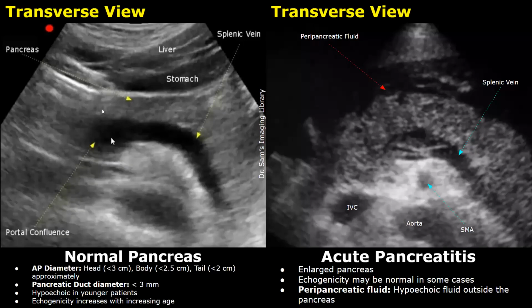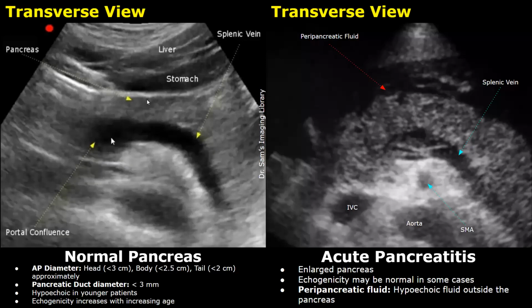The normal AP diameter of the head is less than 3 centimeters approximately. The body is in the middle. Normally it is less than 2.5 centimeters in diameter, and the tail is seen on the right side in the image, which is the left side of the patient. The tail usually measures less than 2 centimeters approximately. The pancreatic duct, which is sometimes visible, usually measures less than 3 millimeters in diameter in normal cases.